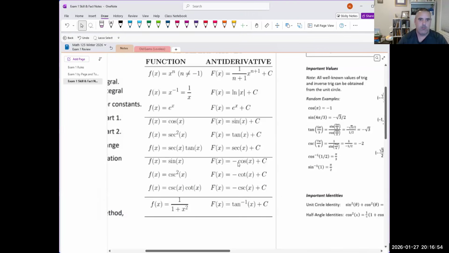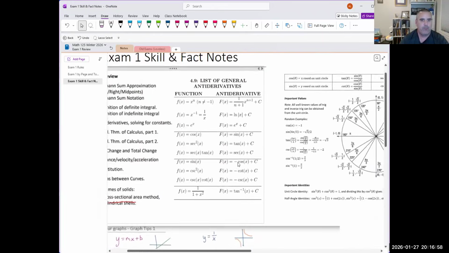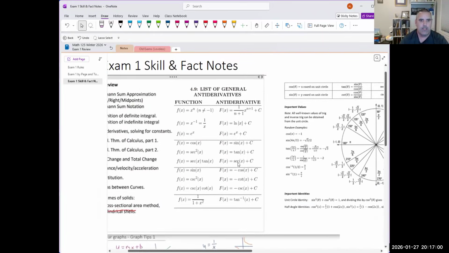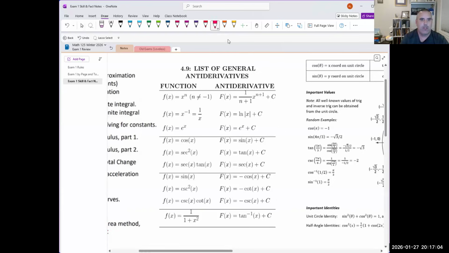All right, good question. It isn't bad to have the full list, but I'm trying to save you space. If you know this collection of derivatives and antiderivatives for exam one, you're all right.